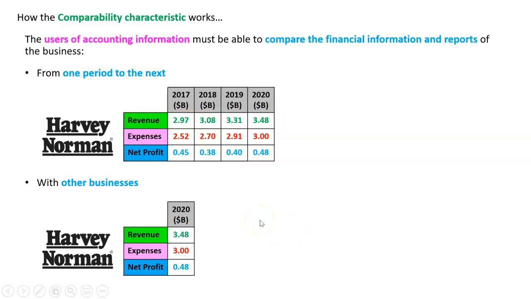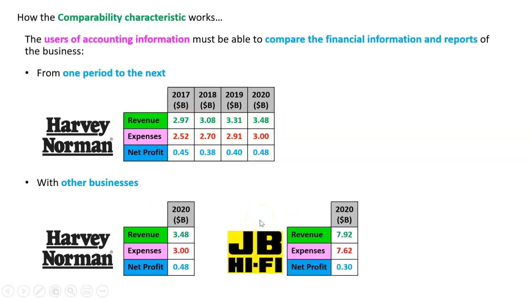All right, well, who are their competitors? I guess one would be JB Hi-Fi. So we've got revenues here. Oh, they make much more revenue. So we can say bad job, Harvey Norman, but their expenses are way higher. And in fact, if you look at the final net profit, I'm very happy with that. Harvey Norman's done really well.